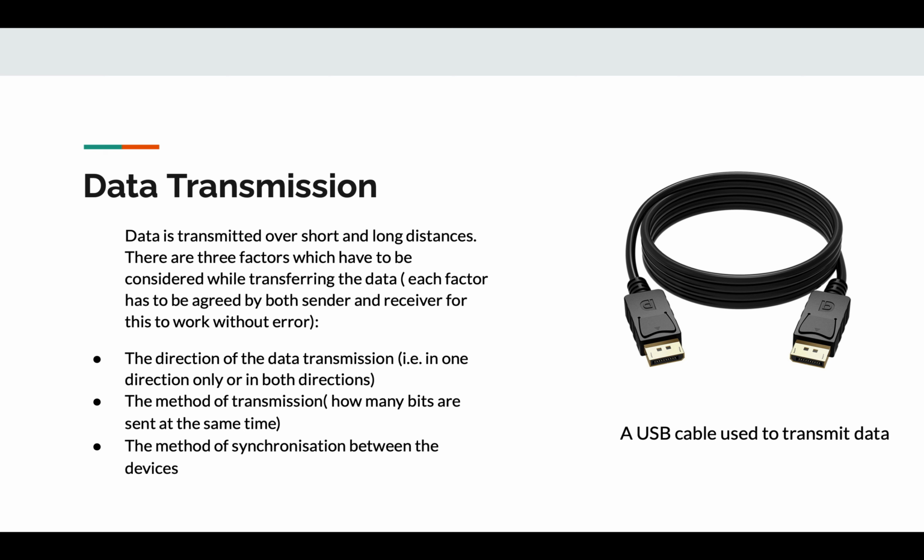Factor number two, the method of transmission. That is, the number of bits that can be sent at one time. Thirdly, the method of synchronization between the devices. We will talk about these three factors in greater detail in the upcoming slide.